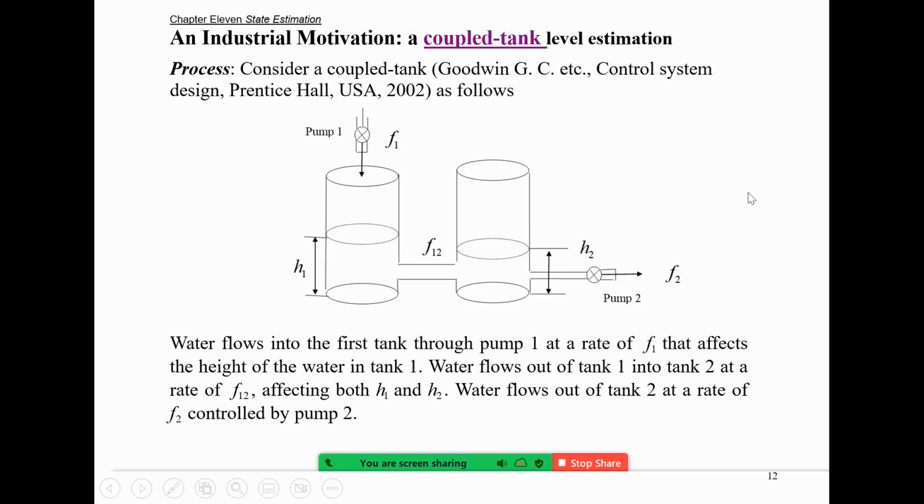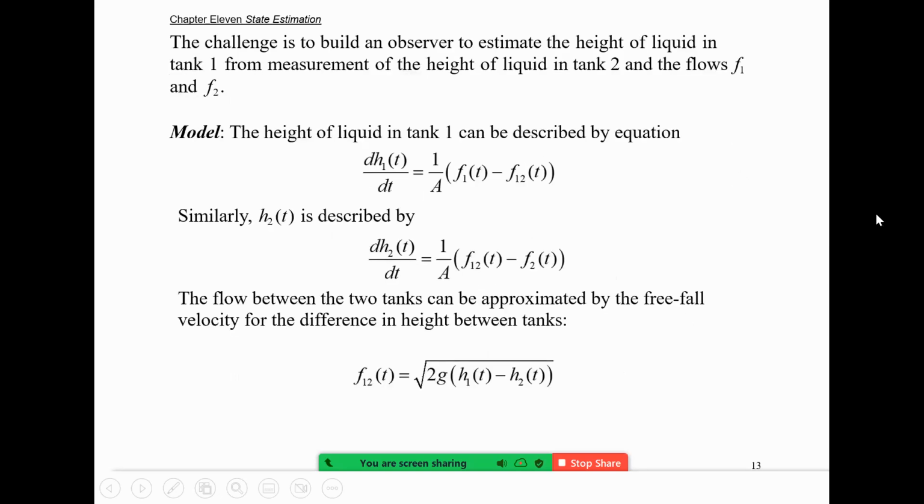You see, if you can do it, it means you can save money, the money to buy a sensor to measure the level of the first tank. Okay, for this type of problem, if you want to estimate something, you have to have the model. If you don't have the model, we cannot do it.